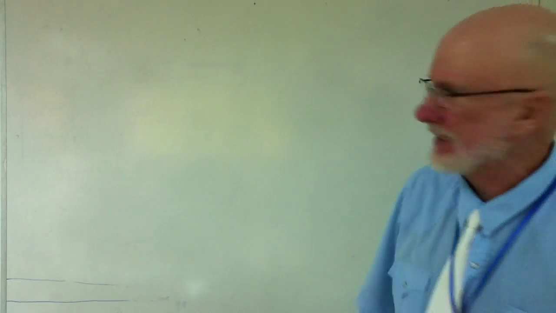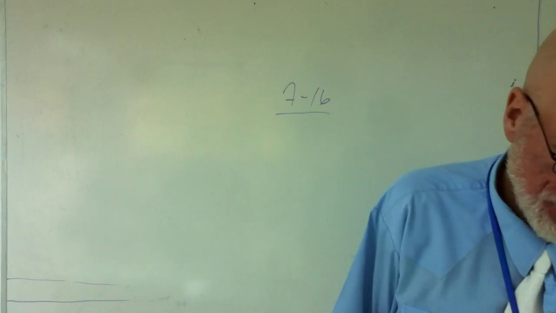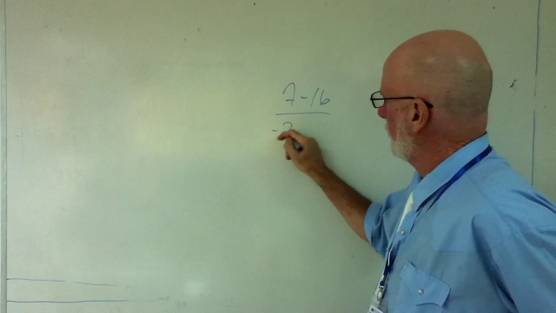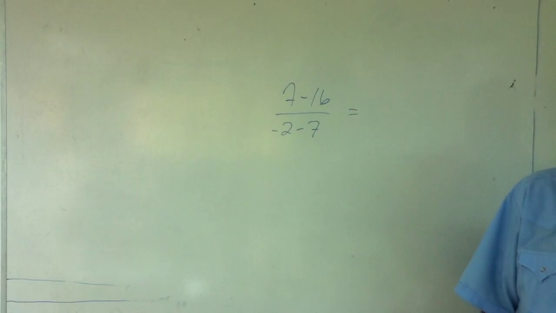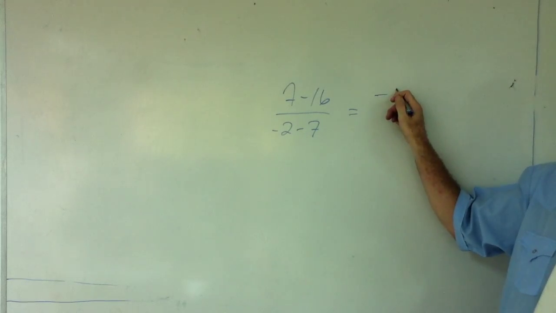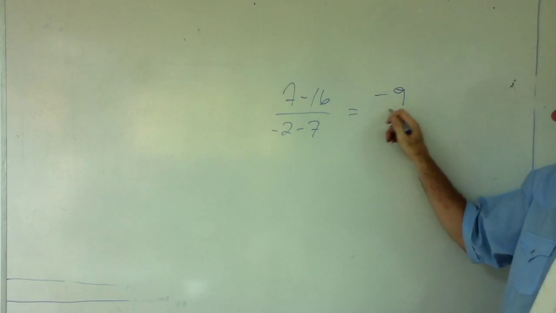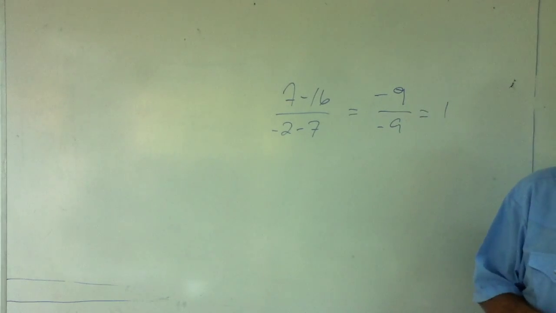So 7 minus 16 over negative 2 minus 7. What's that going to be? That's negative 9 over negative 9, which equals 1. We're done!